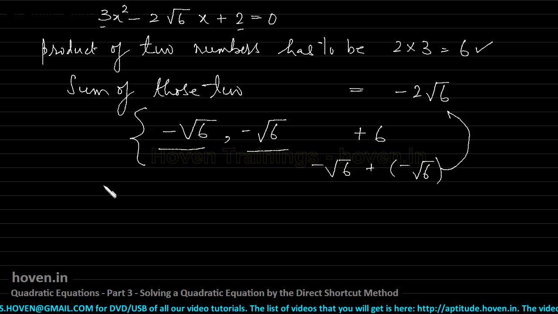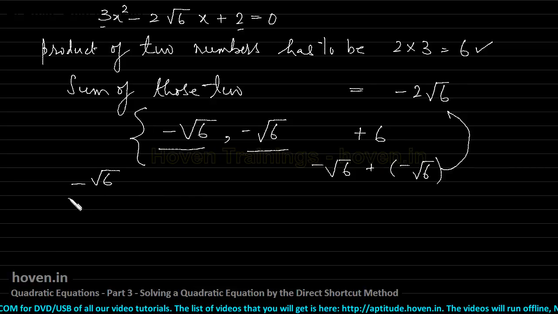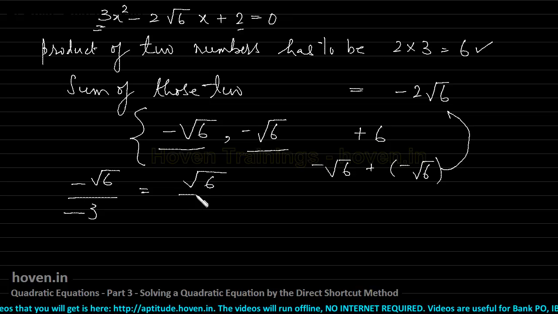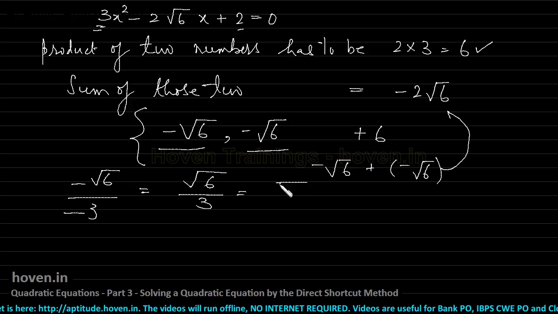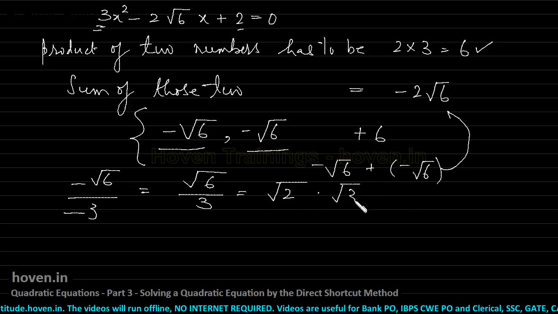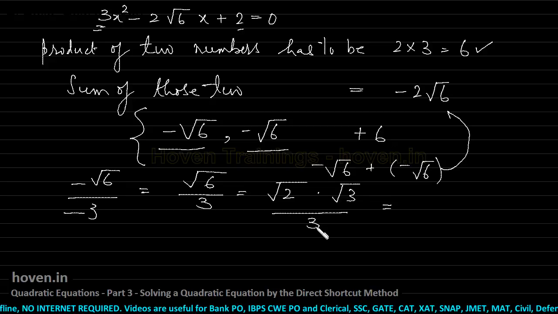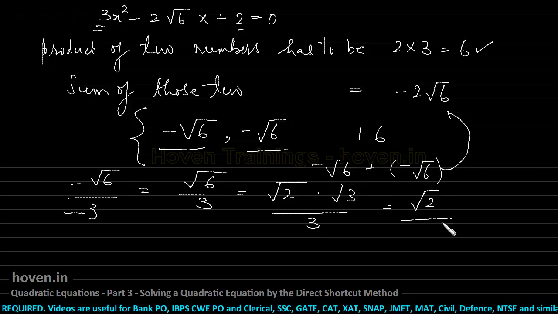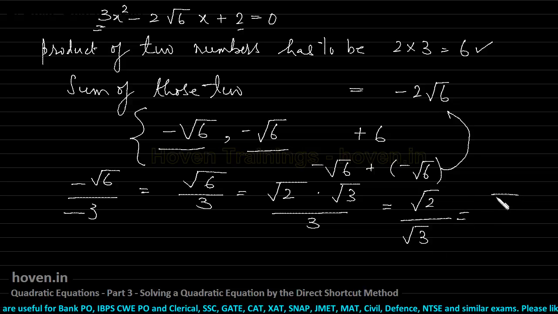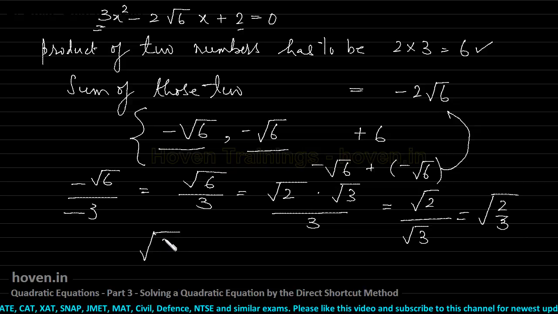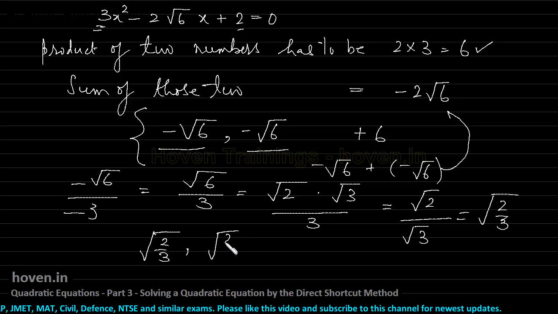So what is going to be my solution? It is going to be minus square root of 6 divided by minus of A, which is 3. So I'll see that minus and minus cancel out. I can write it as square root of 6 by 3, which can be further written as square root of 2 into square root of 3 by 3. So you can see I split square root of 6, and this square root of 3 can be adjusted with this 3. So it will become square root of 2 by square root of 3, which is ultimately equal to square root of 2 by 3. And since both these numbers are identical, the roots will also be identical. So we can obviously see that both the roots are square root of 2 by 3 and square root of 2 by 3.